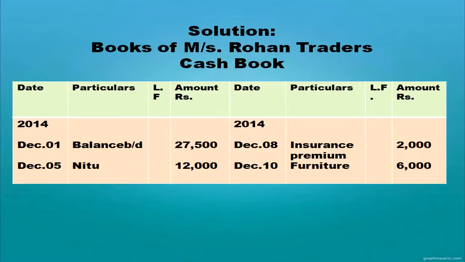Furniture purchase. That is also in the form of a payment by this organization, so it is an expense for this organization. When furniture is purchased, cash is paid, so furniture debit to cash. So you are writing "By furniture" on the credit side of the cash book, with date and amount in the respective columns.